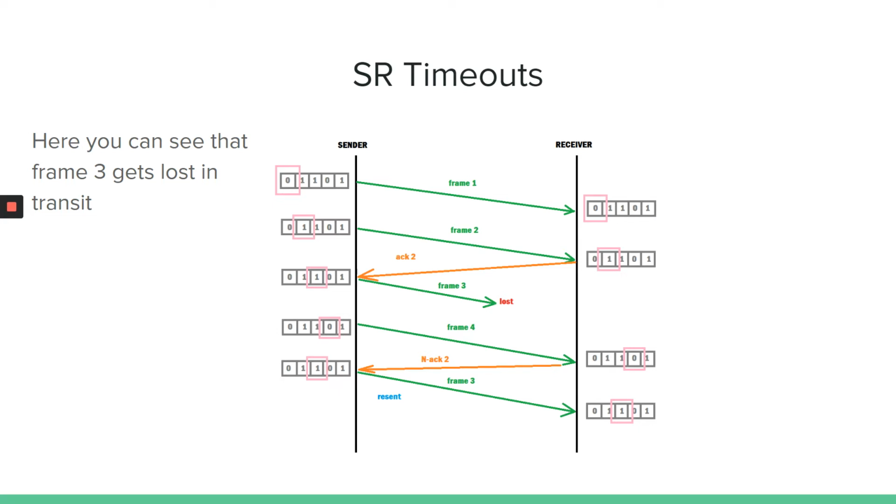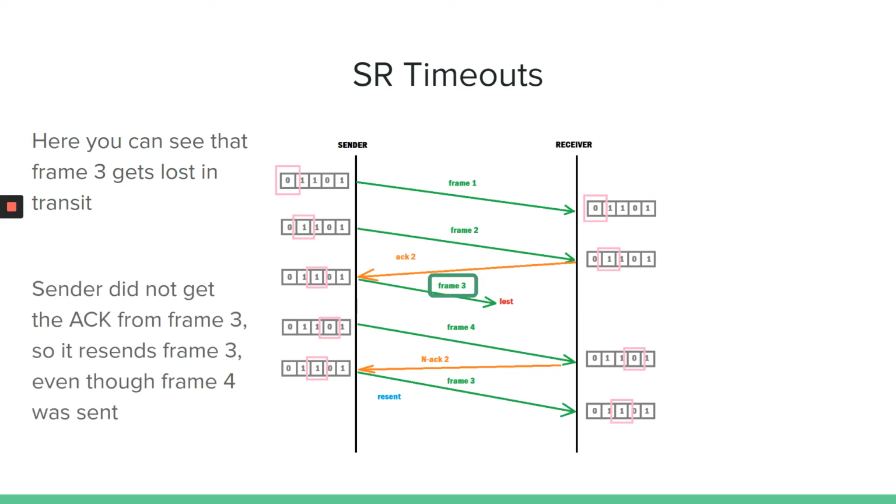Here you can see that frame 3 gets lost in transit, so the receiver side does not send an acknowledgement back. Since the sender did not get the acknowledgement of frame 3 from the receiver, it times out and resends frame 3, even though frame 4 was already sent. So another question arises: what happens to frame 4?